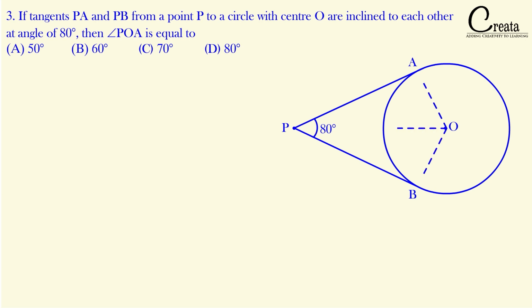For that, let's join AO, PO and BO. Here we have to find the angle POA, this angle. So let's approach the question.